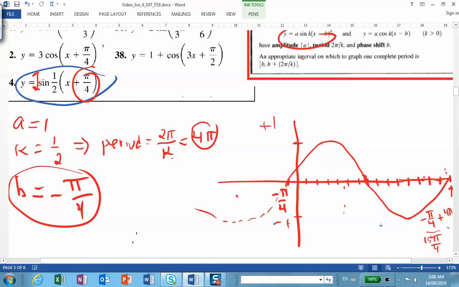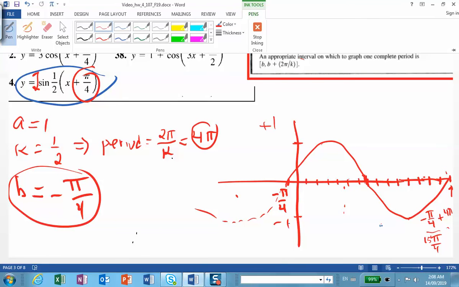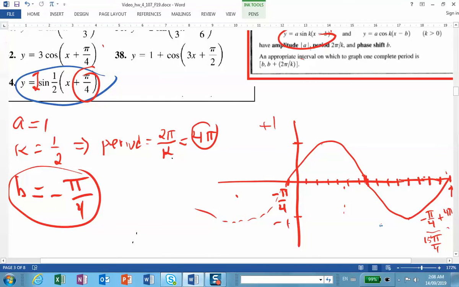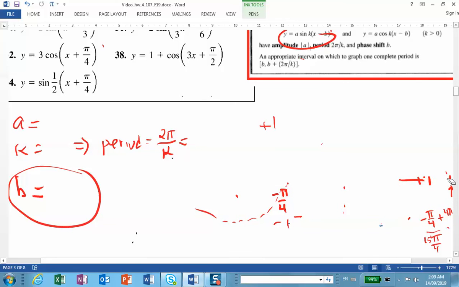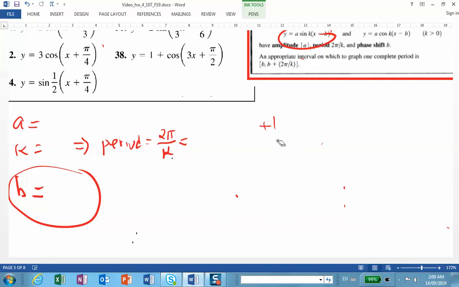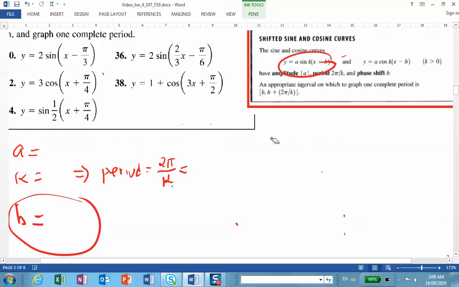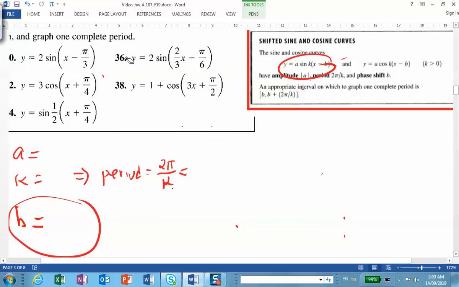All right, let's do the next one. Number 36. All right, what do we know about the amplitude?